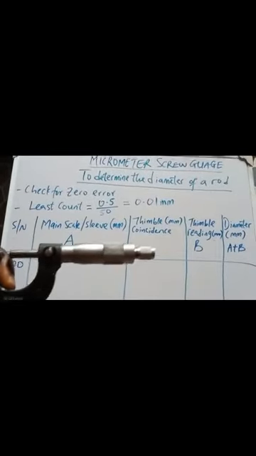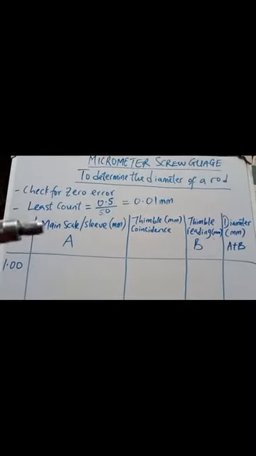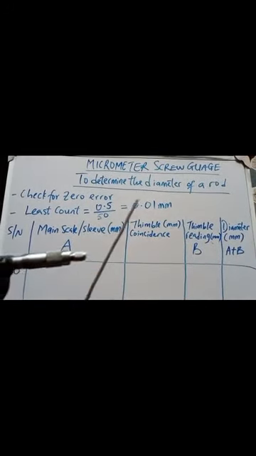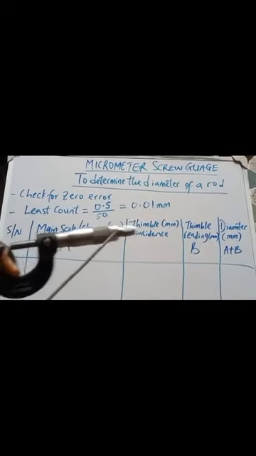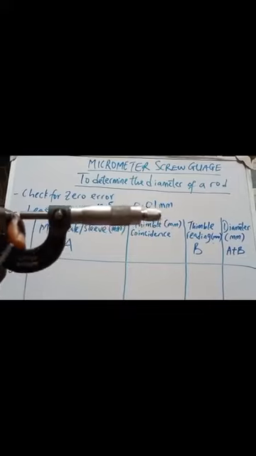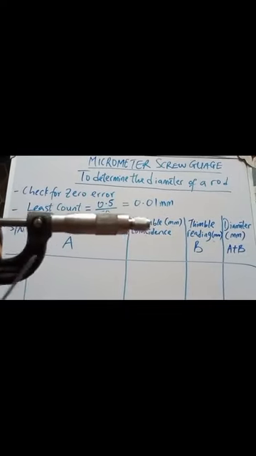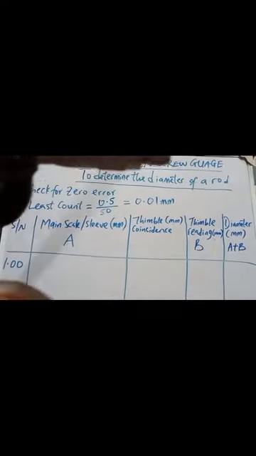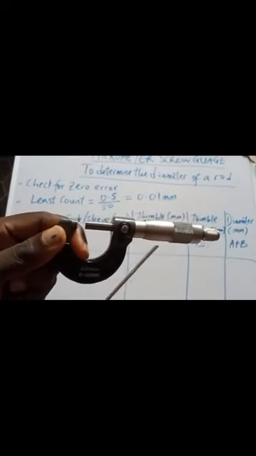So after getting our least count, the next thing is to start our measurement. I want to know the diameter of this rod. Don't forget, we use the micrometer screw gauge to determine the external diameter of an object. So I want to use it to determine the external diameter of this rod. How do we do that?